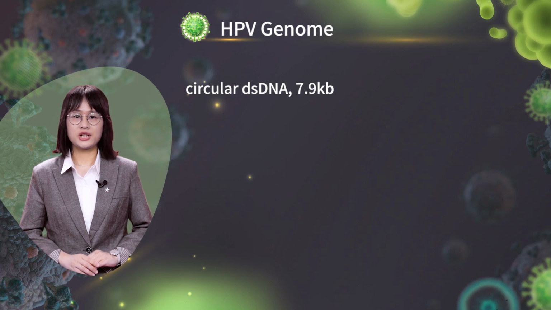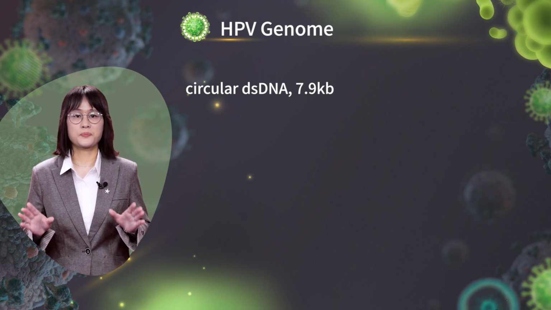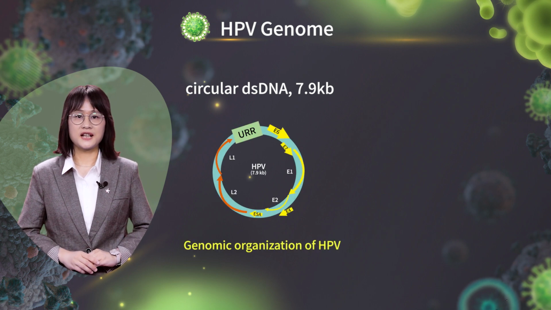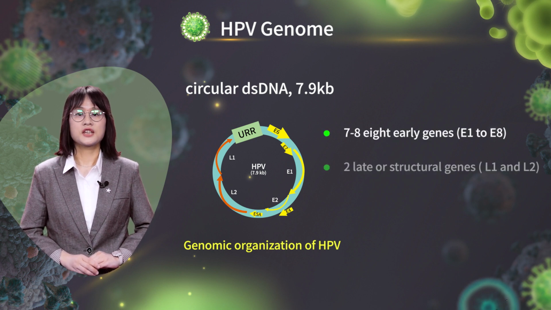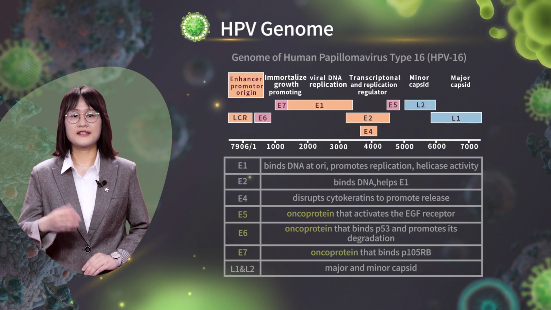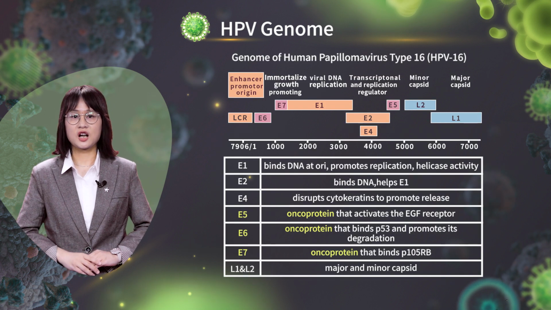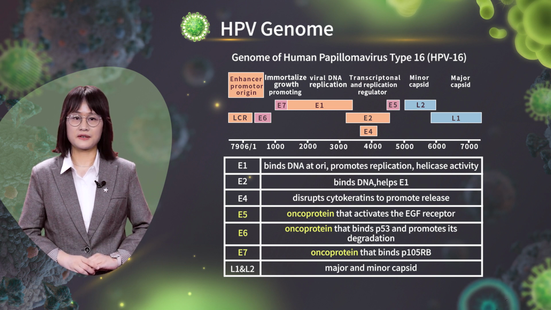Let's get to know the viral genome in more detail. The HPV genome is circular double-stranded DNA of 7.9 kilobase pairs. The HPV DNA contains 7 or 8 early genes, 2 late or structural genes, and an upstream regulatory region. As the table shows, the genes encode different proteins involved in distinct functions.